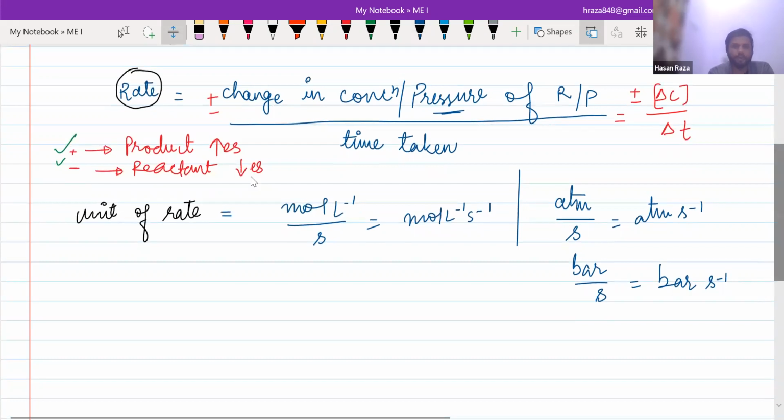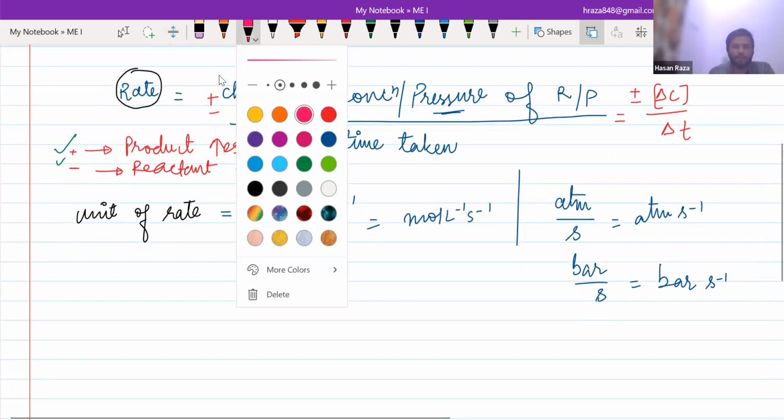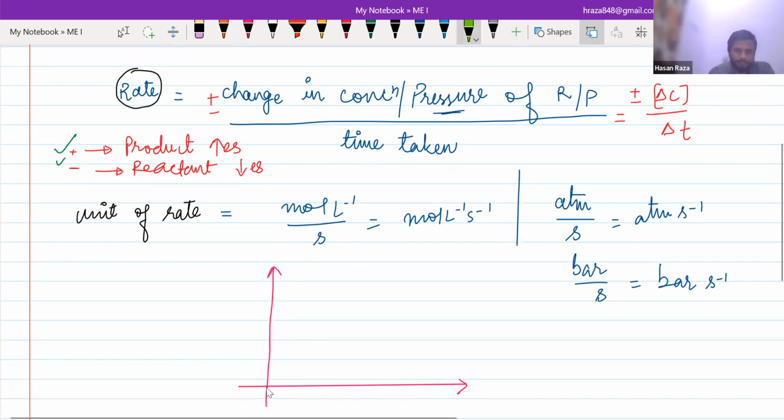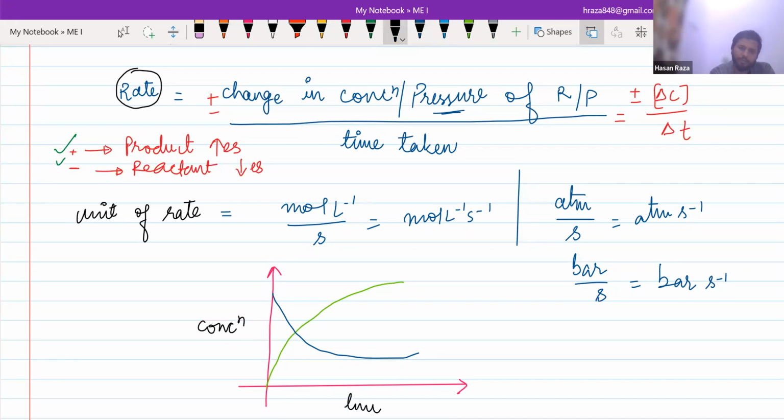So I'm going to plot a graph. Please do let me know. This is what I am going to do. It is like this, and then it is like this. Now the graph is basically between concentration versus time.